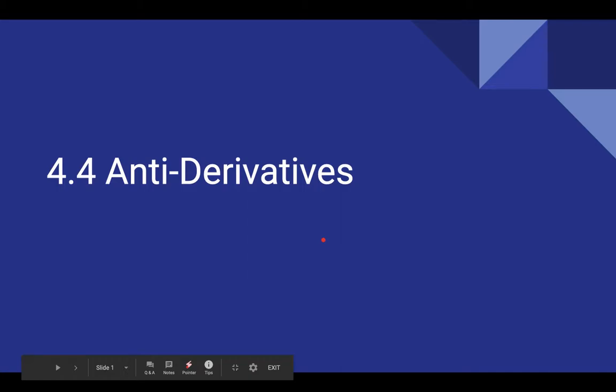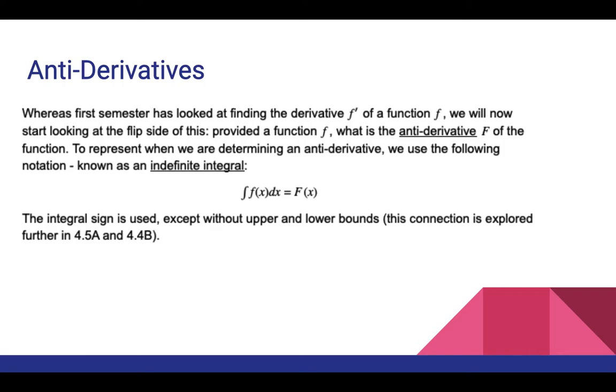In this section, we'll be looking at the reverse process of differentiation known as anti-differentiation. Quite the blunt name. So essentially, if we're given a function that we know is a derivative, we'll be determining what the original function was, what we call the antiderivative.